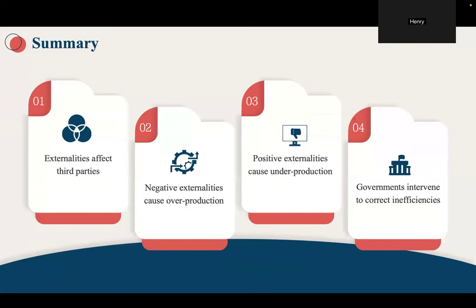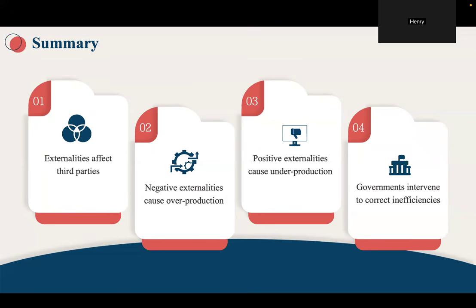Now let's summarize. Externalities occur when third parties are affected by economic activity. Negative externalities lead to overproduction. Positive externalities lead to underproduction. Markets ignore social costs and benefits. Governments intervene to improve outcomes, but intervention has limits.